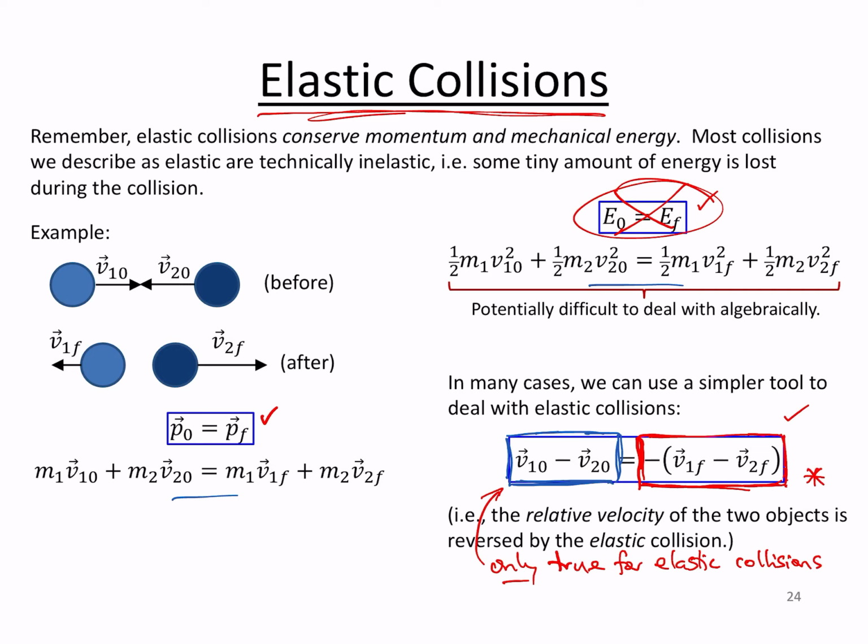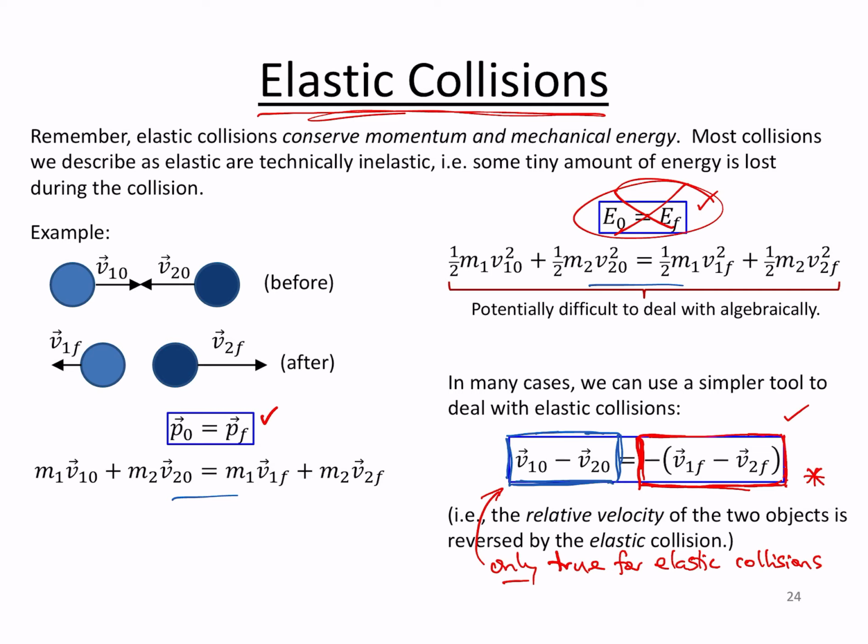So be careful with it, but it is nice because we don't need to know anything about the relative masses of the objects, right? We don't need to know m1, we don't need to know m2. This equation automatically tells us that the relative velocity before equals the relative velocity after, albeit receding instead of approaching.